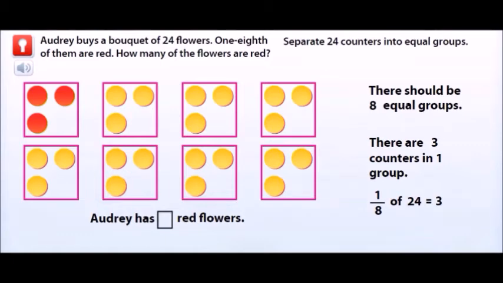How many of Audrey's flowers are red? 3. How can you use the numerator and denominator in a fraction to find part of a group? The denominator tells how many groups to divide the total into. So you divided the counters into 8 groups. The numerator tells you how many of the groups to count. So you counted one group, or 1/8 of the total.